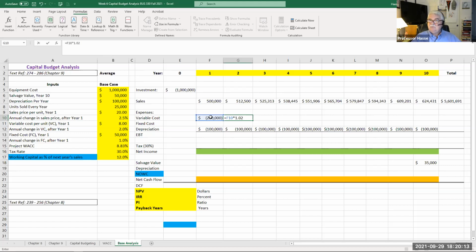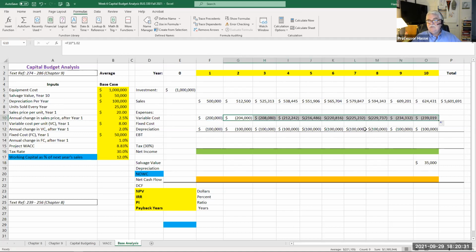0.02 is 2%. We add 1 plus 2%, that's 1.02. We get $204,000. And now we just slide that over all the way. And there's our variable costs for every year through the depreciable life. And there's our total variable cost, $2,189,000.